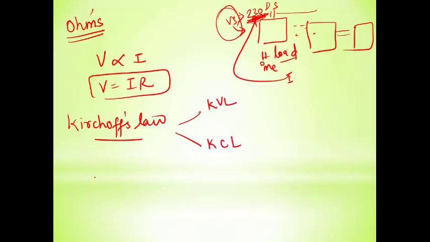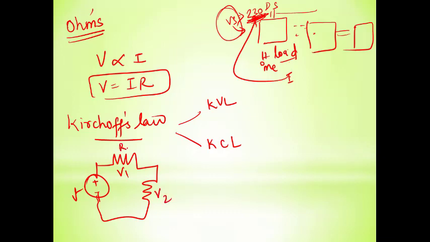Kirchhoff voltage law is nothing but, this is again the law of conservation. So when I go ahead in a circuit or in a closed path, the sum of all voltages around a closed loop in any circuit must be equal to 0. Let me take a circuit like this. So V is the input voltage. V1 and V2 are the voltages across R1 and R2. So, according to Kirchhoff voltage law, the sum of all voltages around this closed path is equal to 0.